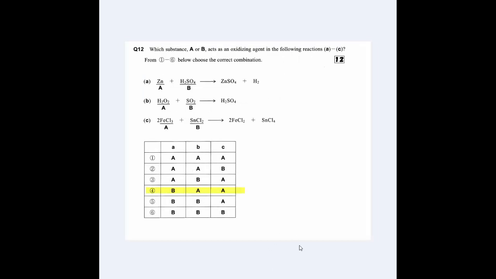Which substance, A or B, acts as an oxidizing agent in the following reactions A through C? From 1 through 6 below, choose the correct combination. The answer is 4. BAA.